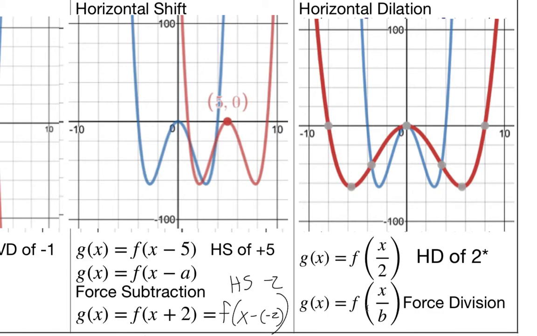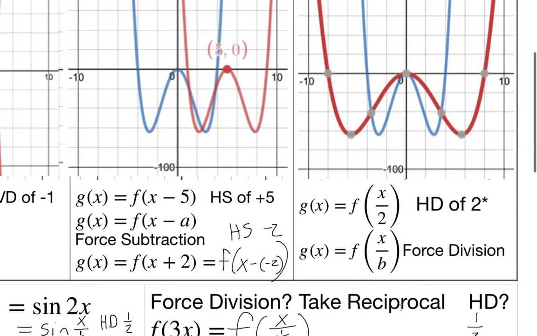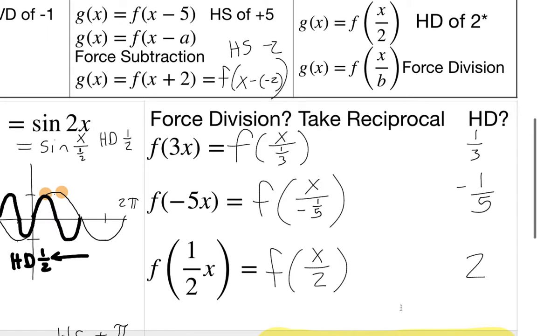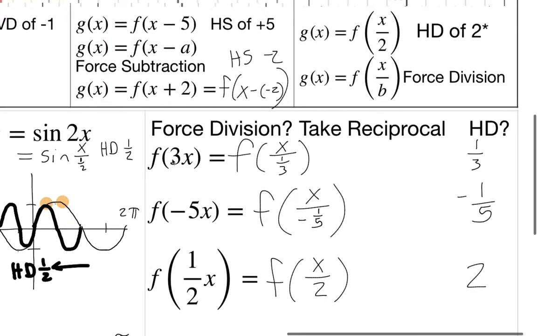All these x values get multiplied by 2 because it's a horizontal dilation of 2. Now, the formula is f of x divided by b. So just like you were able to force subtraction over here to find out the horizontal shift, you can force division. Let me show you what that means, what that looks like. When you force division, like here I see multiplication, if you wanted to force division, you could take its reciprocal.